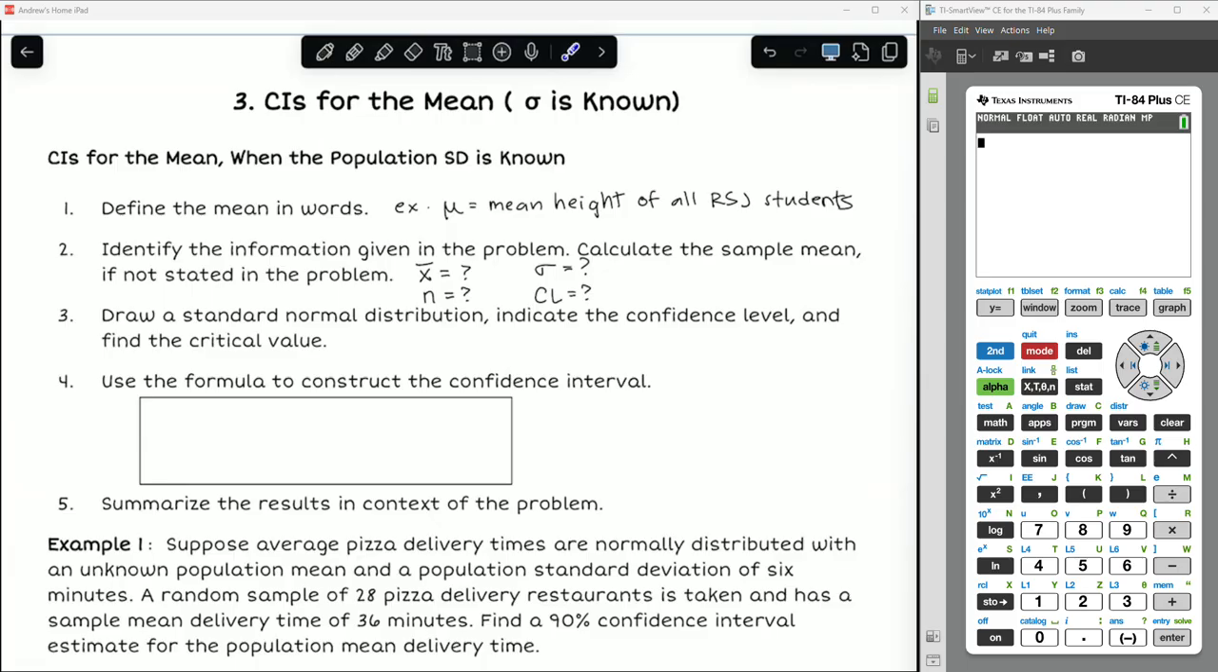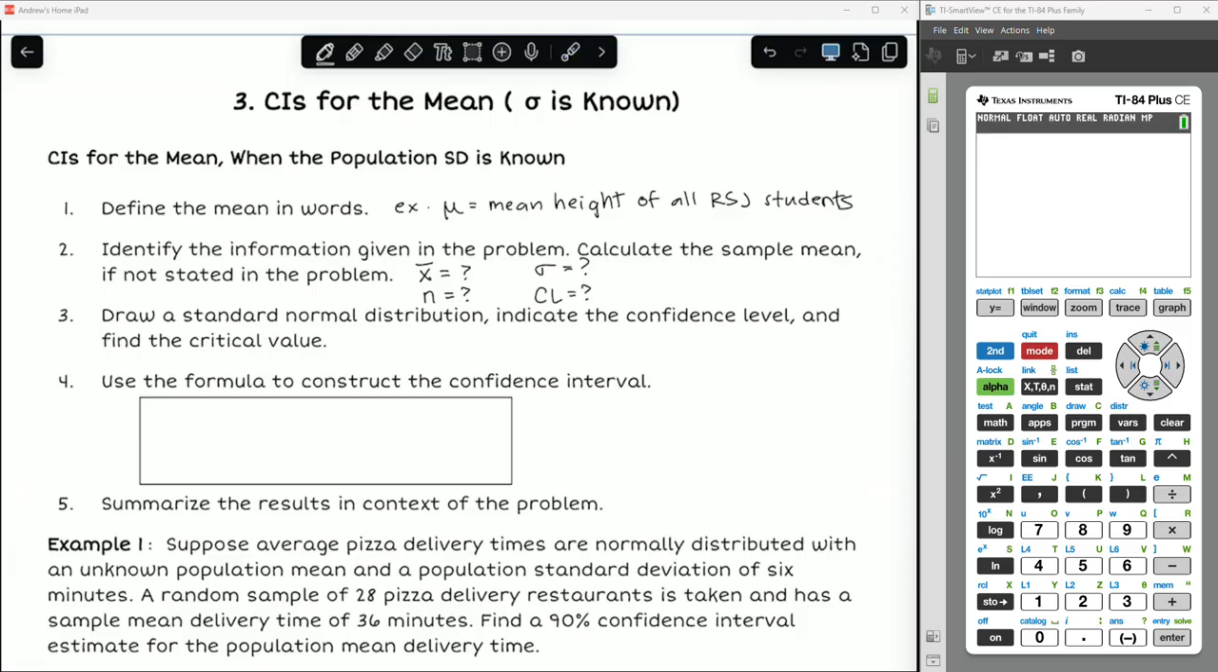And you'll notice it says, if the mean was not given, you may need to calculate it. So sometimes you're going to be given a list of raw data and they'll ask you to calculate X bar. That's very rare in cases where the population standard deviation is known. It's more common when we don't know what sigma is.